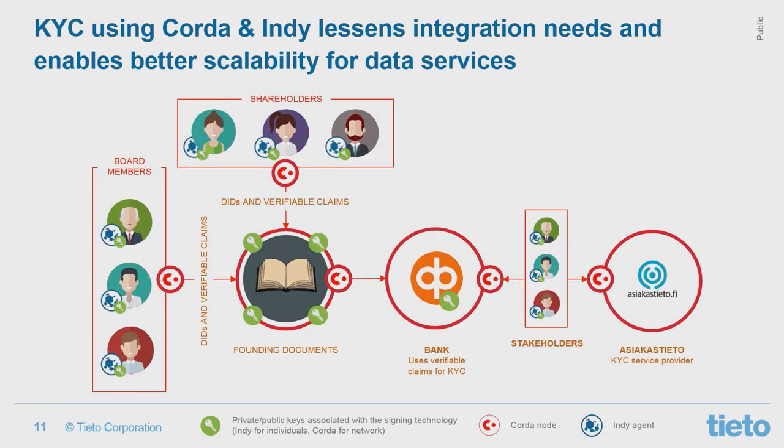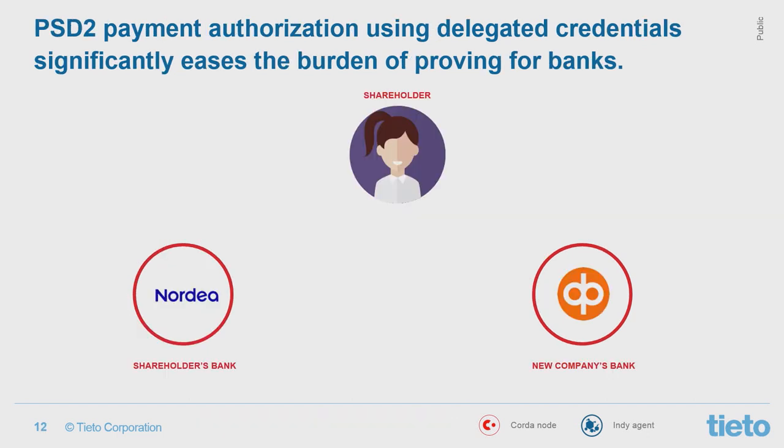KYC, we used Asiakastieto, which is the KYC service provider. We also did the PSD2 thing. So I just want to show this, because I know this is probably very interesting to many of you, how we did the PSD2 authorization. We used the Indy identities where you actually have keys, you create key pairs between the connections you make. So in this case, the shareholder has their key pairs with the new company's bank, and then we also have key pairs with my own bank as a shareholder.